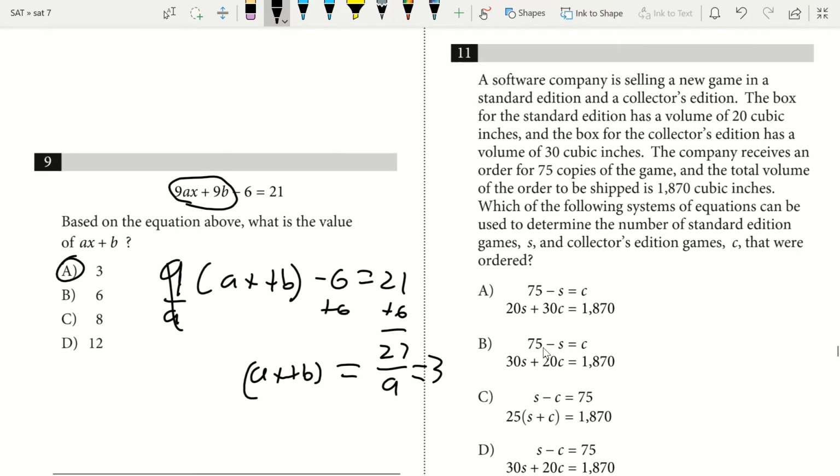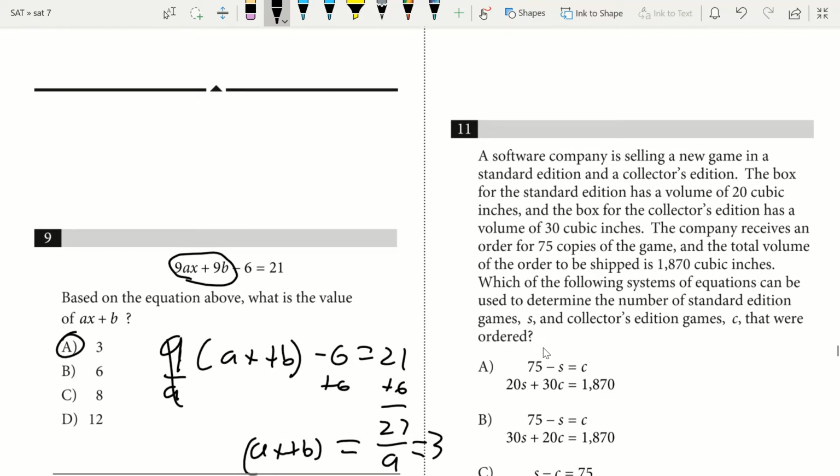Question 11. A software company is selling a new game in a standard edition and a collector's edition. The box for the standard edition has a volume of 20 cubic inches, and the box for the collector's edition has a volume of 30 cubic inches. The company receives an order for 75 copies of the game. So the copies of the game is going to equal the standard plus the collector's edition, because that's the total. And the total volume of the order to be shipped is 1,870 cubic inches. Which of the following systems of equations can be used to determine the number of standard edition games S and collector's edition games C that were ordered?